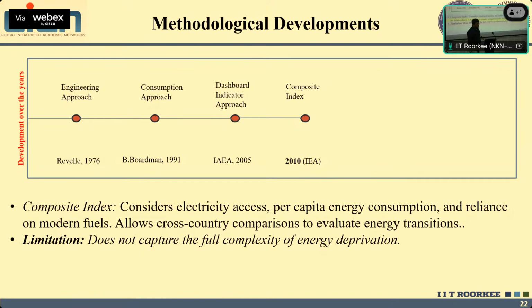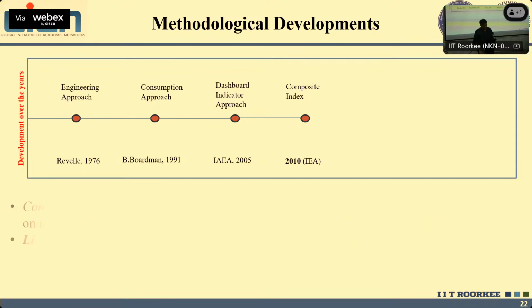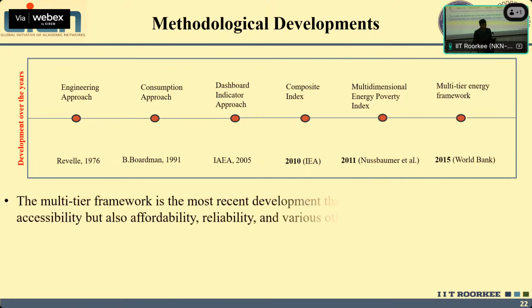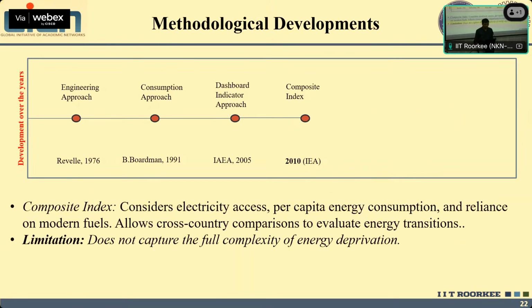other developments, the International Energy Economic Association discusses a dashboard approach of measuring access to energy. They consider electricity access, per capita energy consumption, and reliance on modern fuels. This allows cross-country comparison to evaluate energy transitions. The strongest limitation of this is that it doesn't capture the full complexity of energy deprivation. The methods mentioned at the last would clarify more on this.